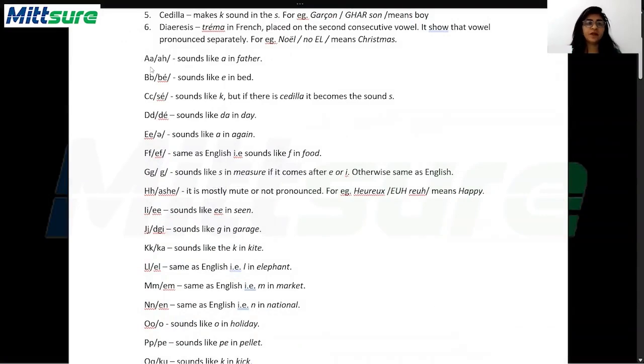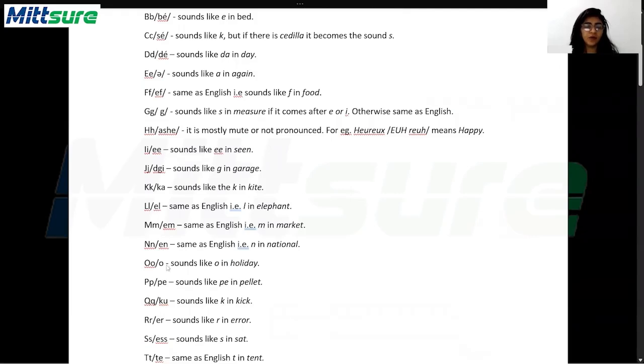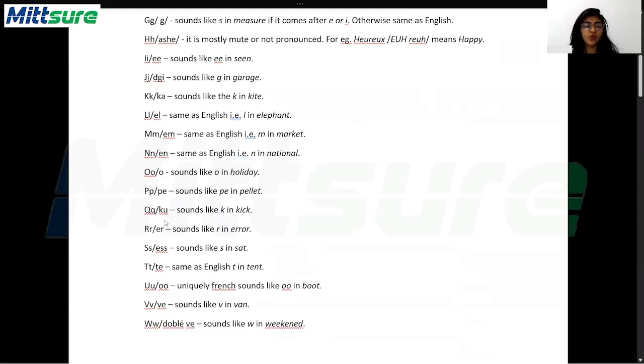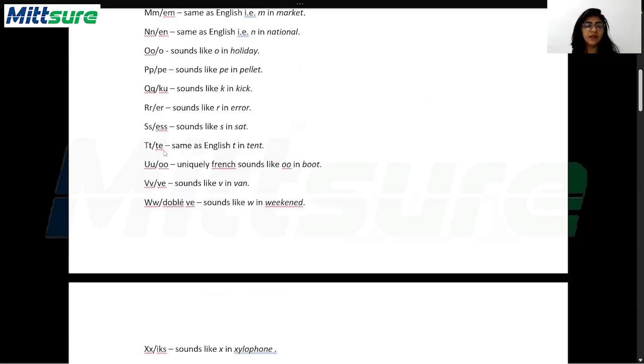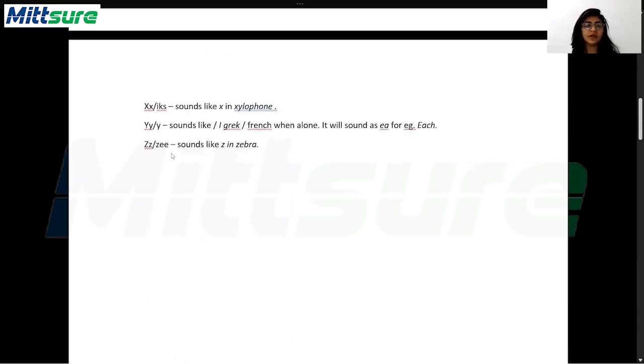So let's begin. A, B, C, D, E, F, G, H, I, J, K, L, M, N, O, P, Q, R, S, T, U, V, W, X, Y, Z. So those were our 26 alphabets and their way of pronunciation in French.